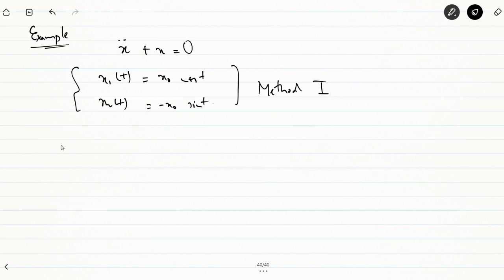If we do it by the second method, for that say x equal to x1. Last time we did not do this. I do not suggest this to you because if you approach using this method and then obtain the solutions of x1(t) and x2(t), you will not actually be getting x naught cos t and x naught sin t, you will be getting something else.